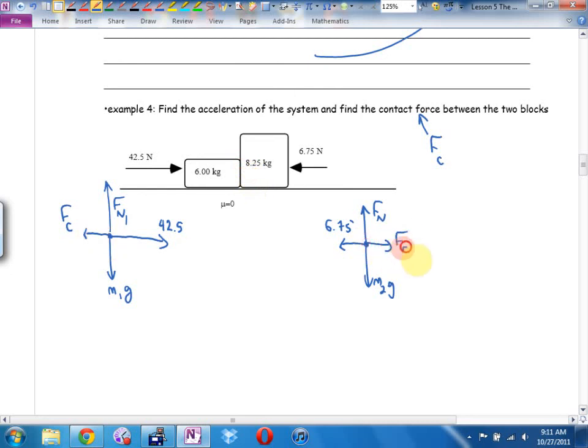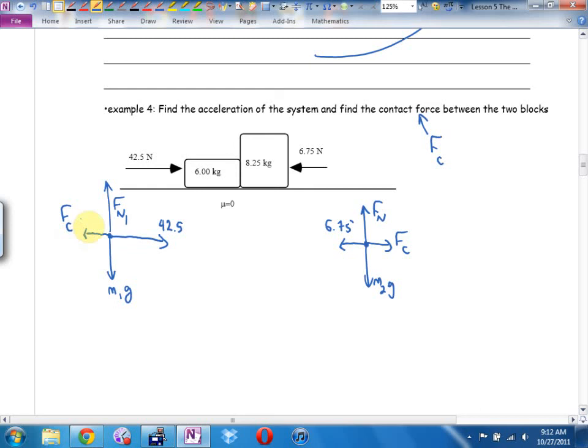Now, step back from this diagram. Look at the forces. Who is most likely winning? I'm pretty sure the 42.5. So I'm going to walk down all of the horizontal forces, and I'm going to let to the right be winner, and I'm going to let to the left be loser.